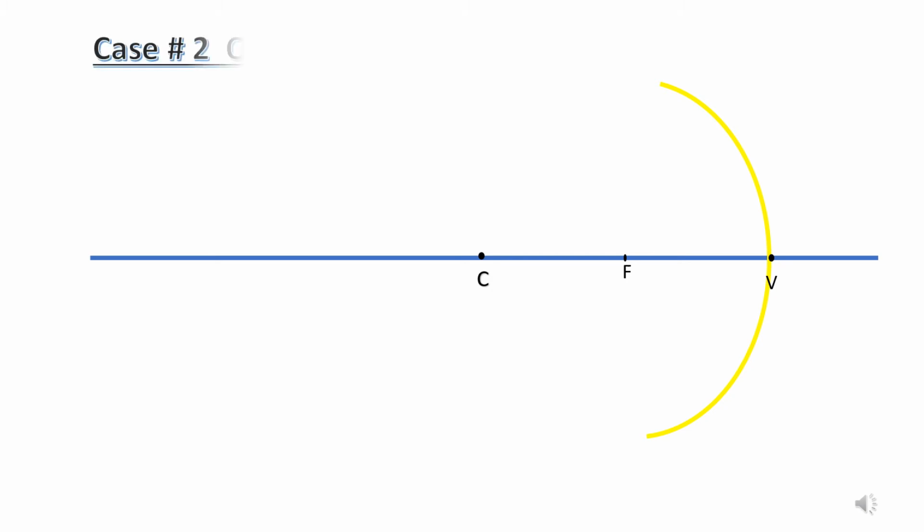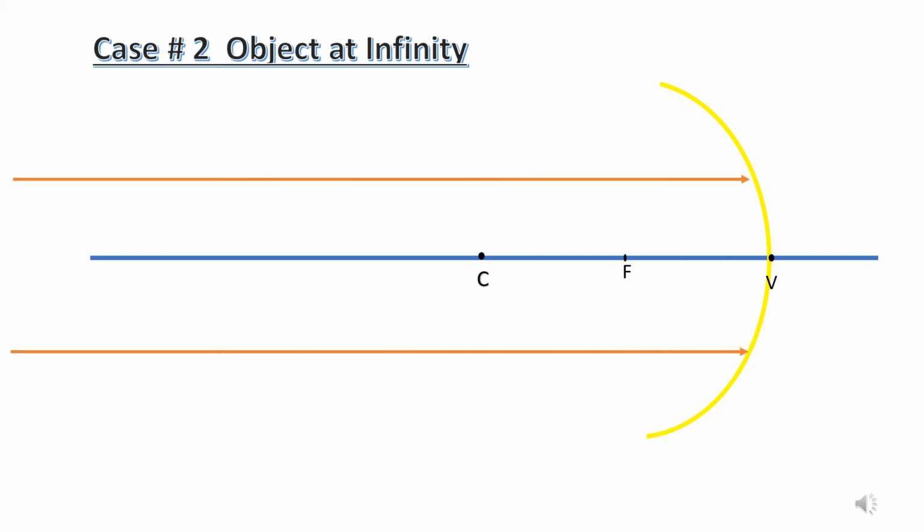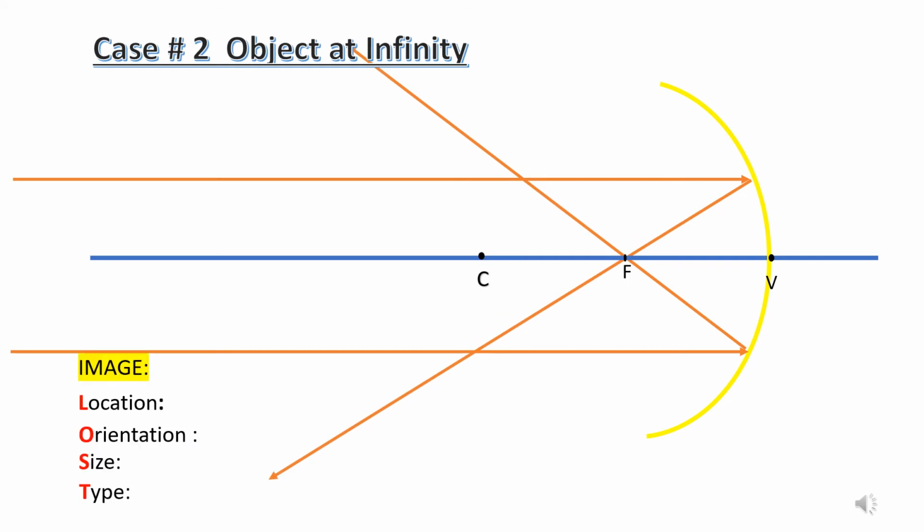For case number 2, object is at infinity. Since the object is at infinite distance from the mirror, the rays of light originating from the object travel parallel to the principal axis. These rays after reflection converge and form an image at principal focus. And the image is also inverted, it is highly diminished or point size, and it is real.